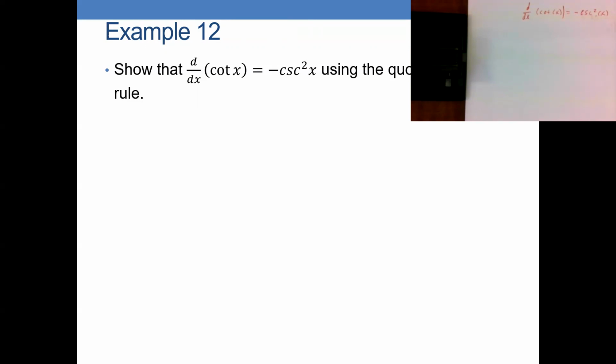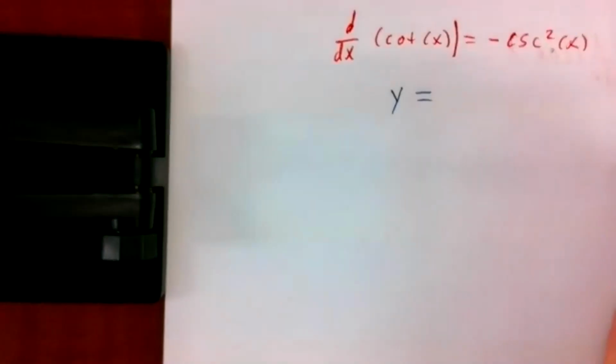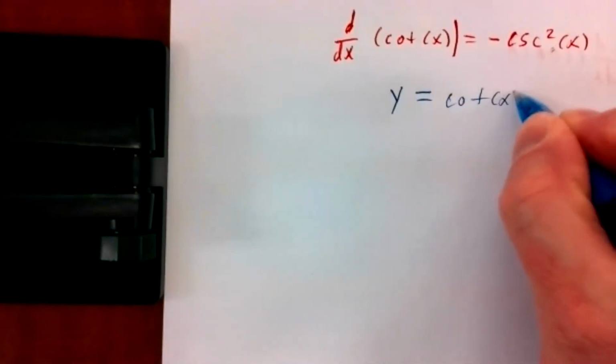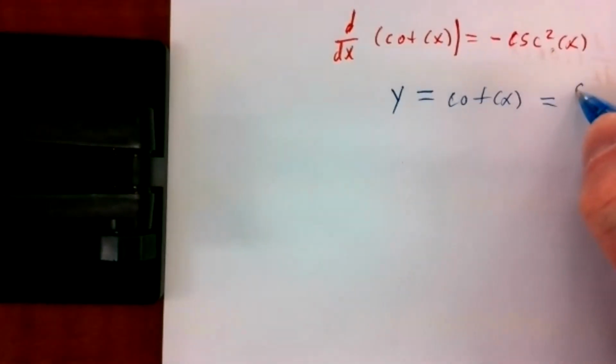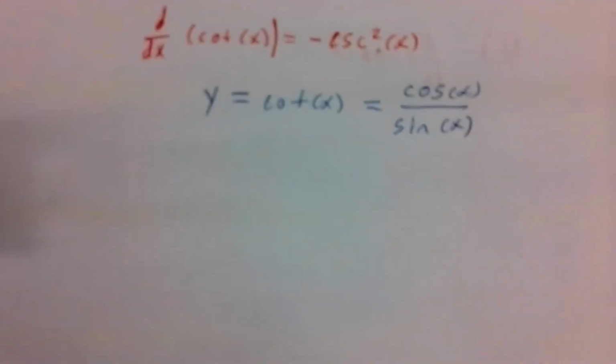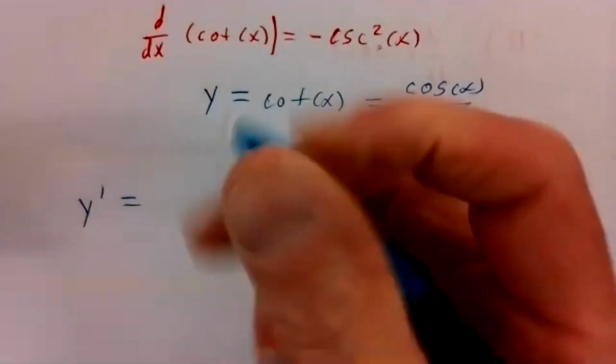Okay, I'm going to do the same trick. I'm going to make y or f of x, whichever one you want to use, cotangent equal to its identity, which in this case is cosine of x divided by sine of x, instead of sine x divided by cosine x, which is tangent. And then again, I can apply the quotient rule here and get the derivative.